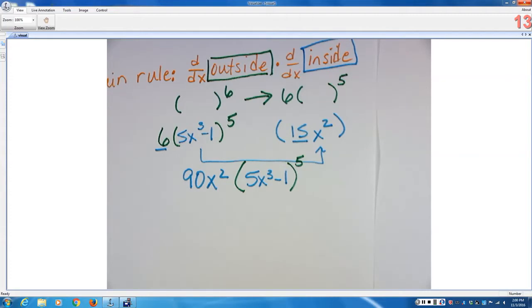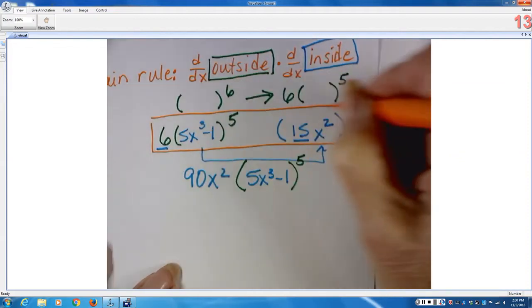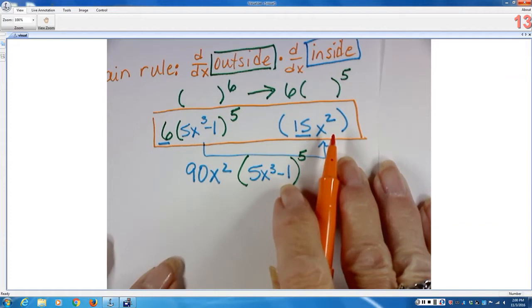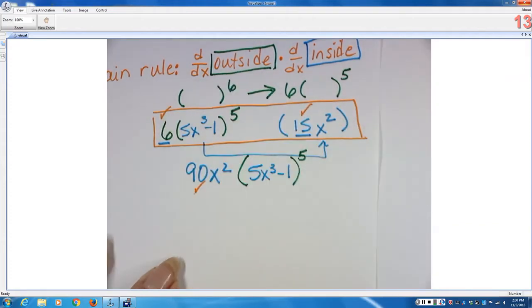So would us leaving 6, 5x to the third minus 1 to the power, times 15 x squared, would that be acceptable? That's acceptable. This is perfectly acceptable, because that's where the calculus occurred. The only thing I did was multiply this times this to get that. So that is perfectly acceptable. Okay?